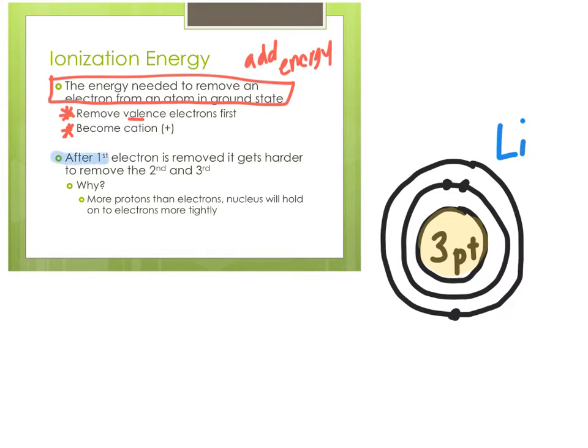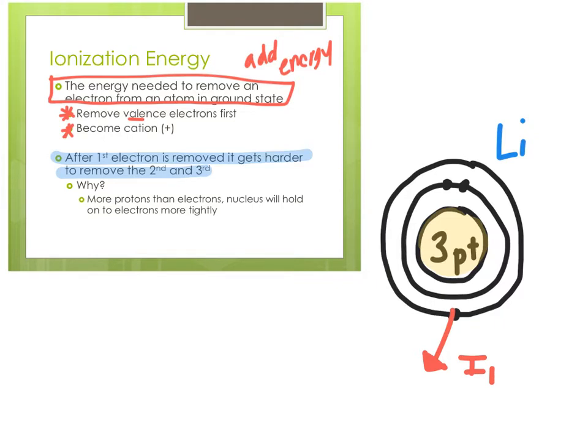This says after the first electron is removed, it gets harder to remove the second and third electron. So if we were to add, let's say, an electrical current to lithium metal, and we were able to remove this electron, we call this the first ionization energy, or the amount of energy to remove that first electron. After we remove that first electron, we now only have 2 electrons, but we have 3 protons, which is why a +1 charge cation forms, because we have the 3 protons and only 2 electrons.